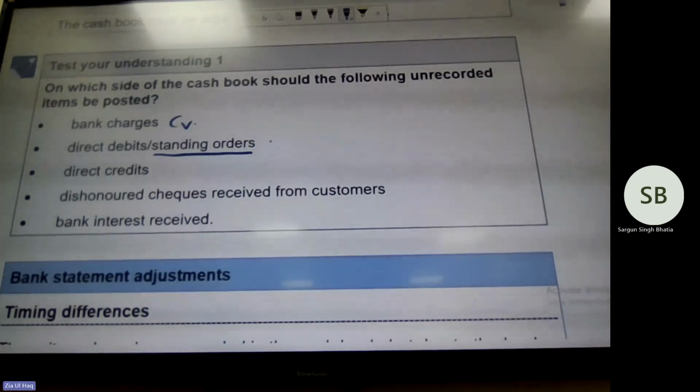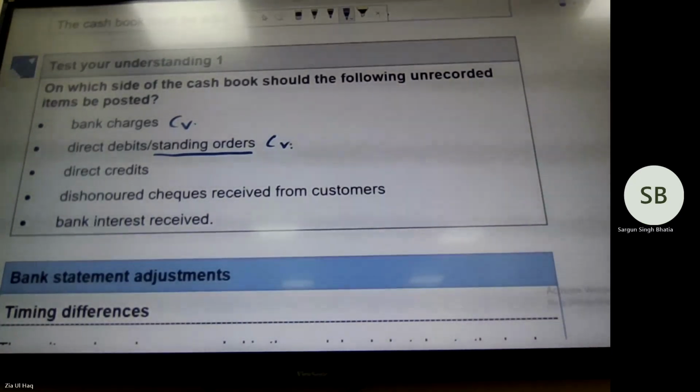Loss should be credited to the cash book. Yes, sir, because it has been debited to the passbook. You know, things debited on the passbook should be credited in the cash book. Yes, sir.